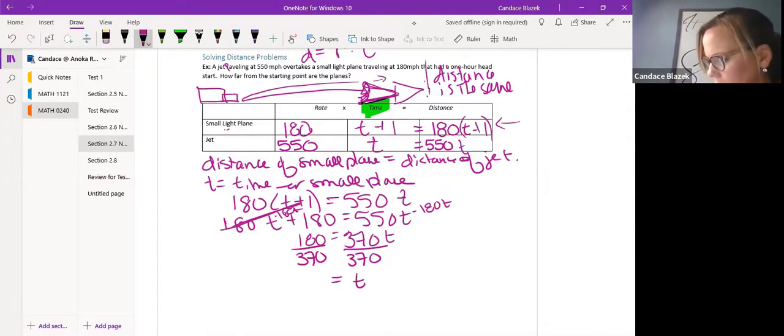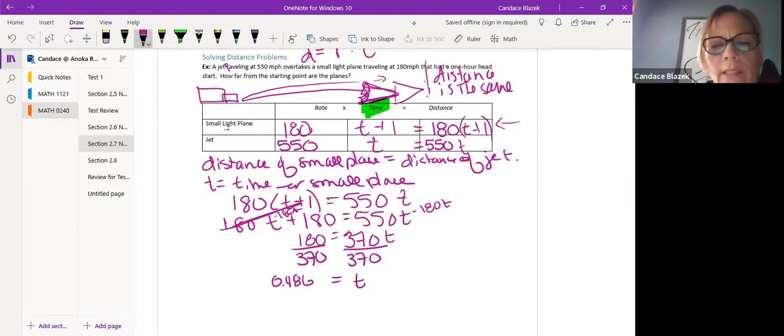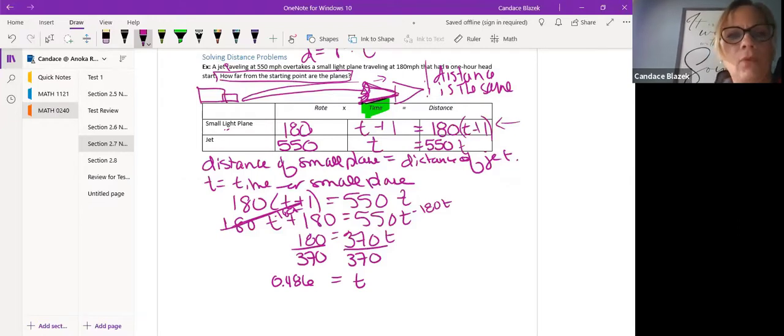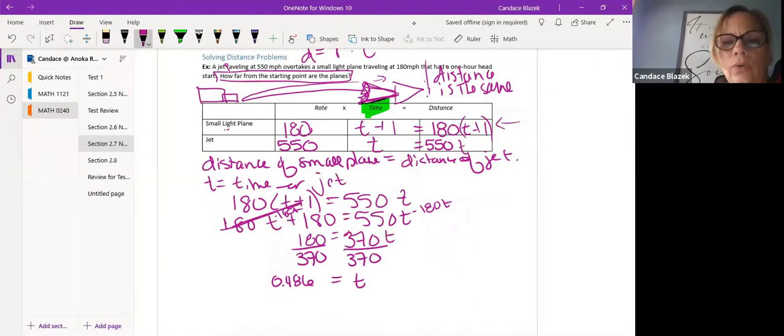t is equal to 0.486 hours. All right, now the reason I'm leaving it as the decimal is because we're not looking for the time. We're looking for how far from the starting point. So t represents the time for the jet. And I know that to find distance, it's 550 times t.